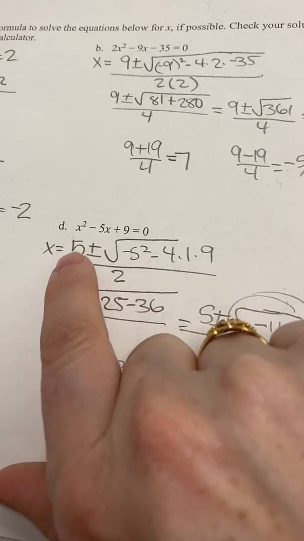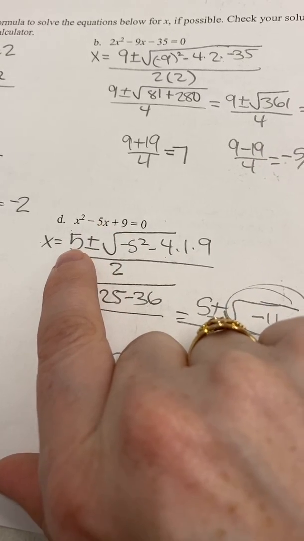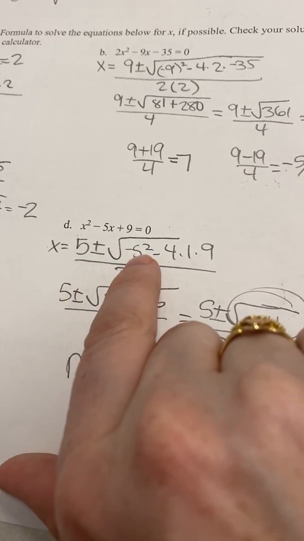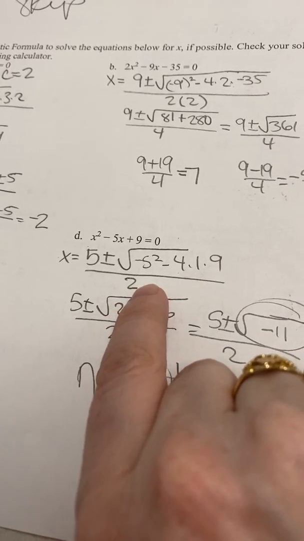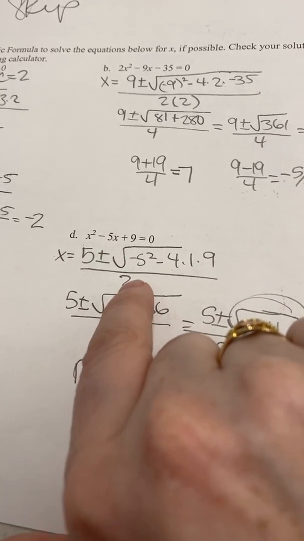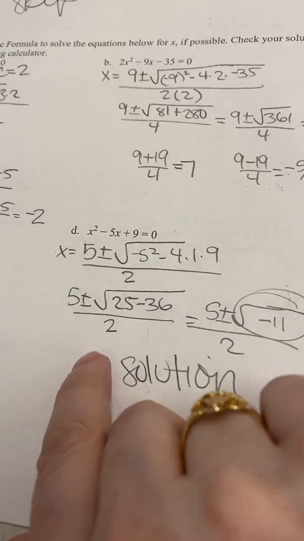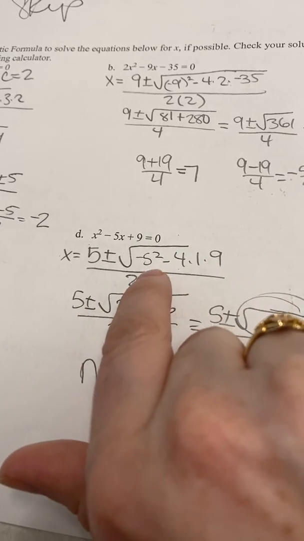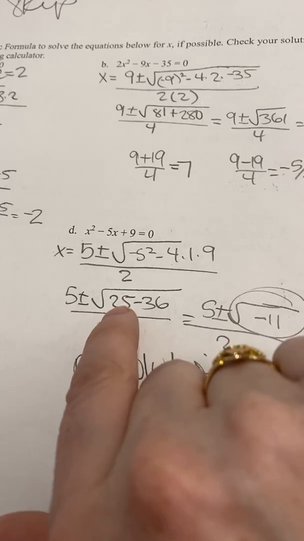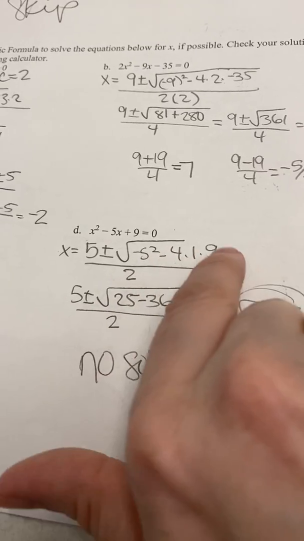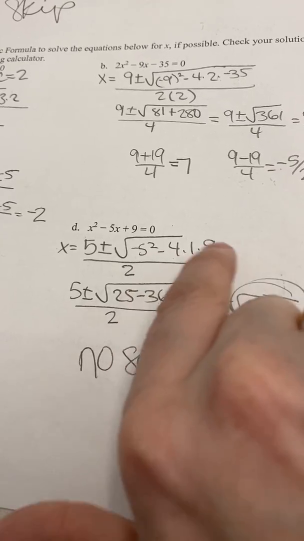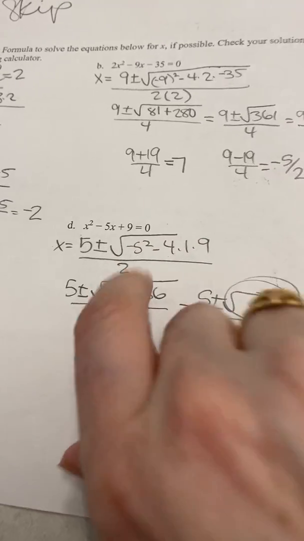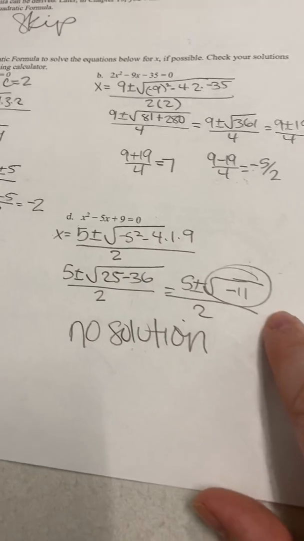x equals negative b, so since it was a negative 5, you change it to positive, plus or minus square root b squared minus 4ac all over 2a. Since a was 1, I just put the 2 there. Simplify inside the square root symbol first, so you get 25, and then we have minus 4 times 9 is 36, and there's only one negative sign there, so it does stay subtraction. 25 minus 36 is negative 11.